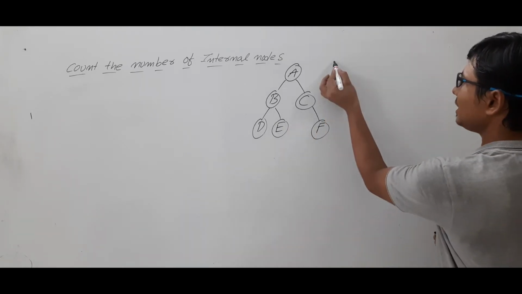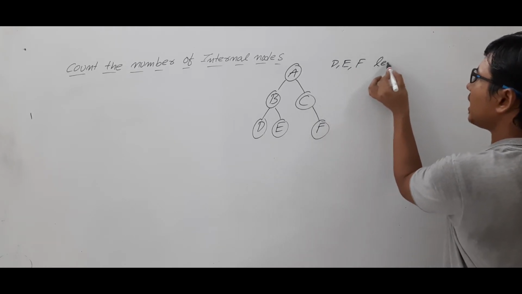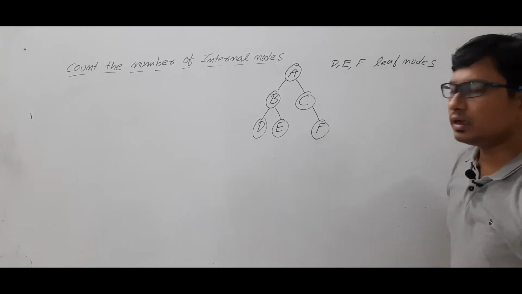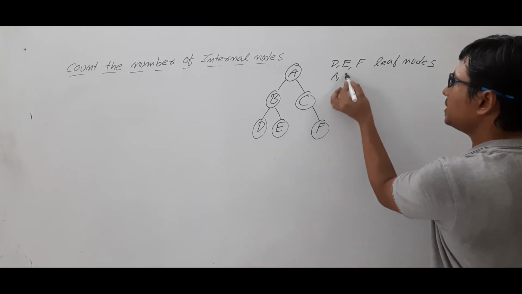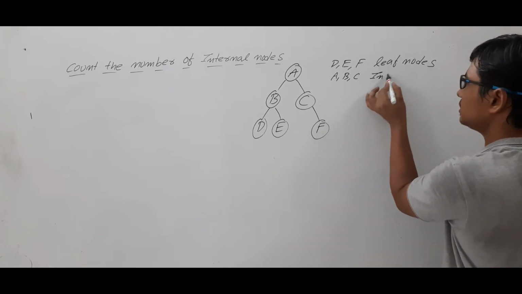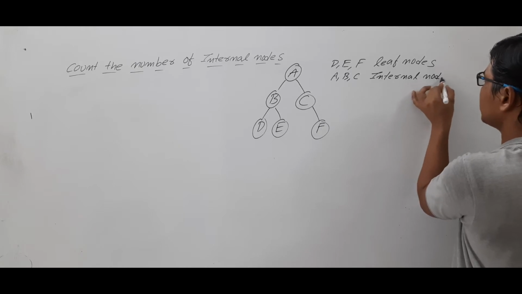Okay, let me write here. D, E, F will be called as leaf nodes. Am I right or wrong? And A, B, C are called as internal nodes. The nodes, let me discuss here after writing.